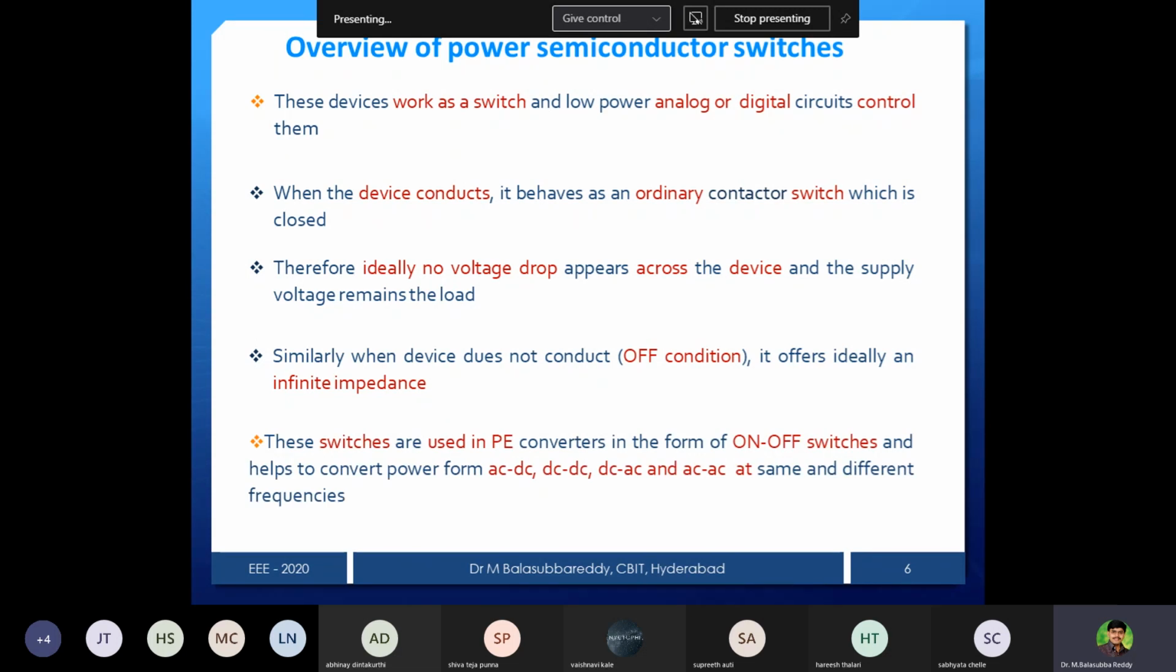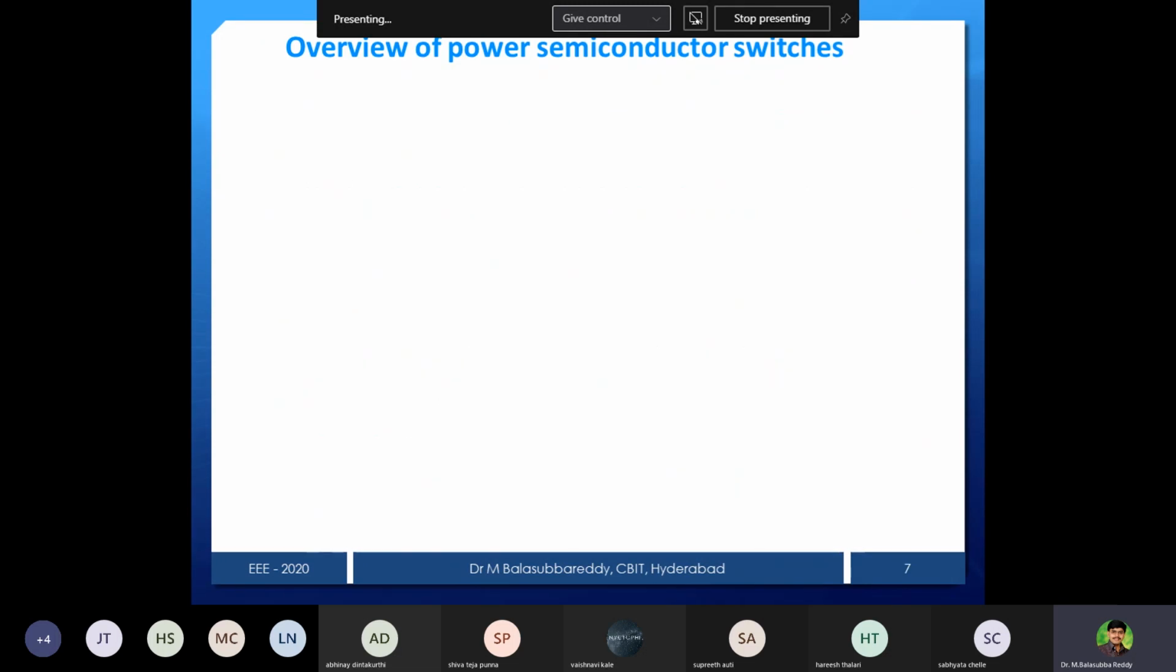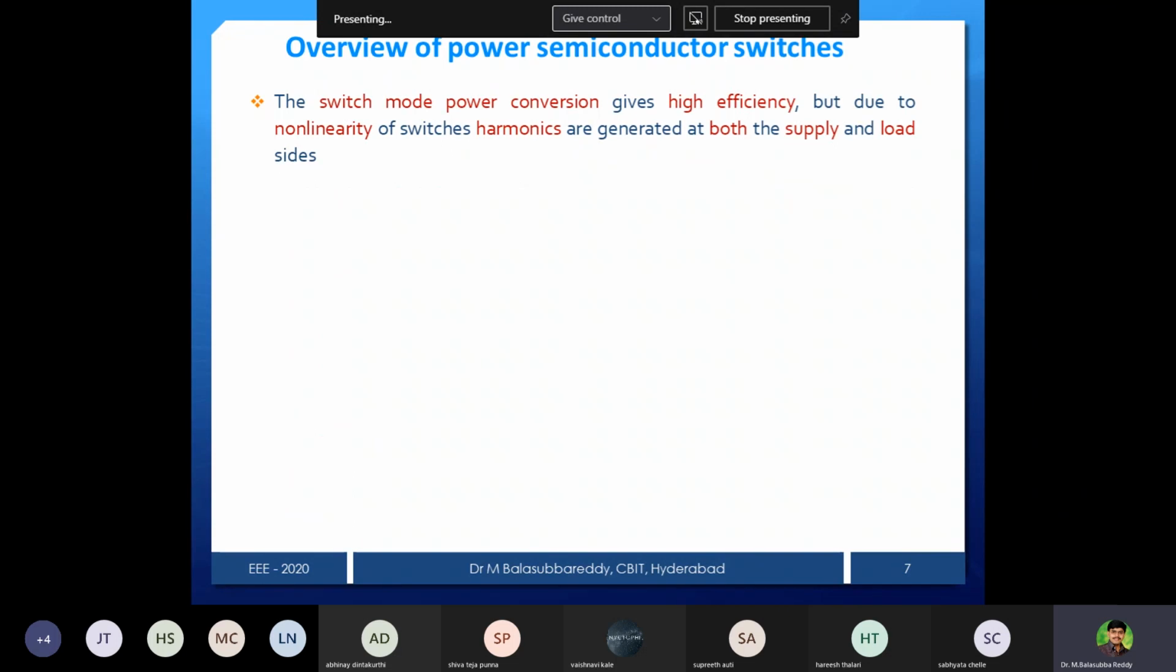Switches in power electronics converters, turning on and off, help to convert power. All the control strategies, whether AC to DC, or DC to DC, which means chopper, DC to AC is inverter, AC to AC is AC voltage controller, and we can operate at different frequencies. Switch mode power converters give higher efficiency. That's what buck converter, boost converter, and buck-boost converter are. Anyhow, that is also there in our syllabus later.